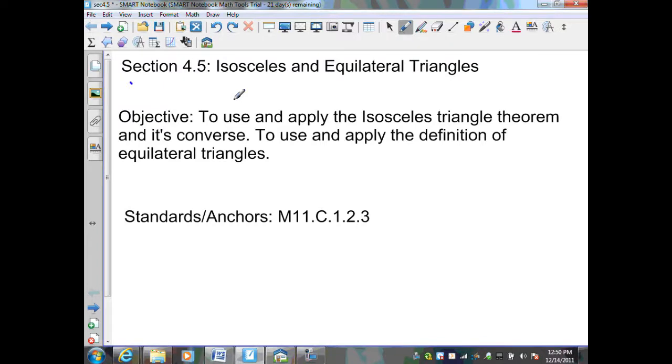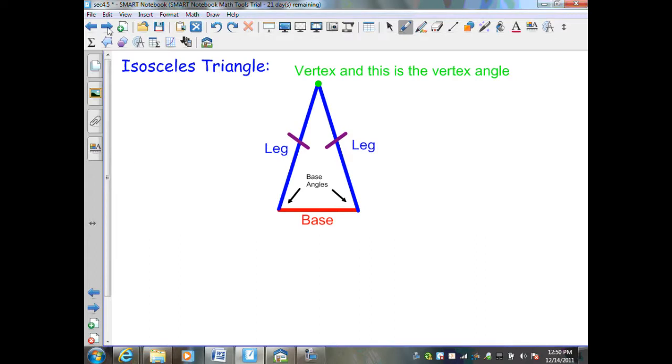Section 4.5, Isosceles and Equilateral Triangles. Let's start out with diagramming the parts of an isosceles triangle.